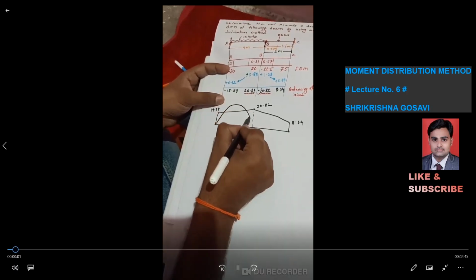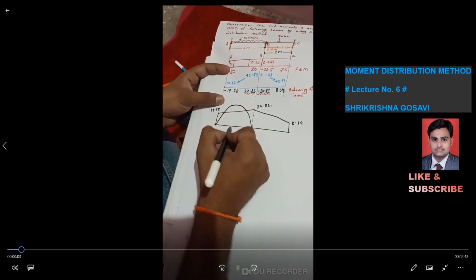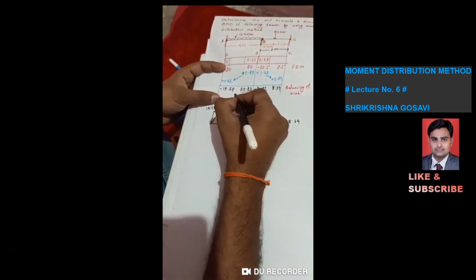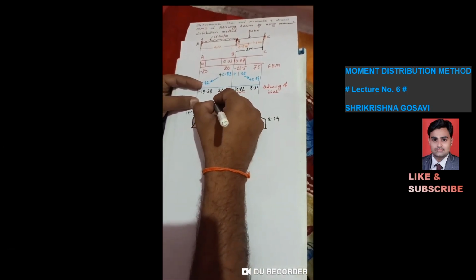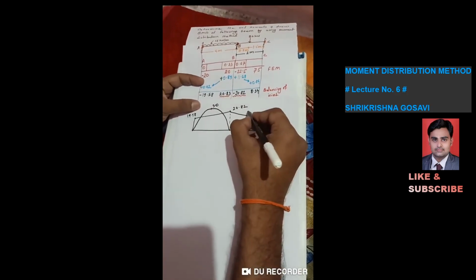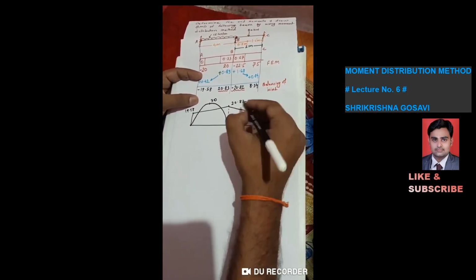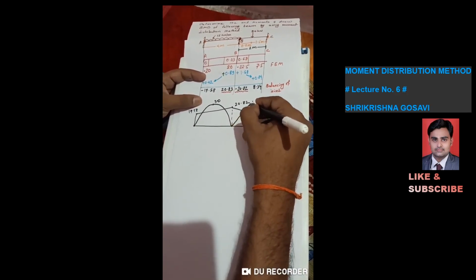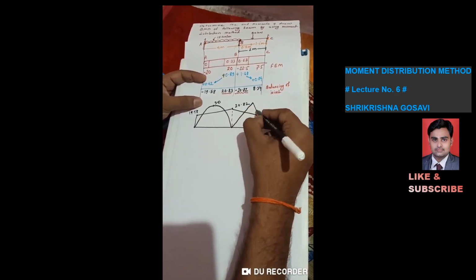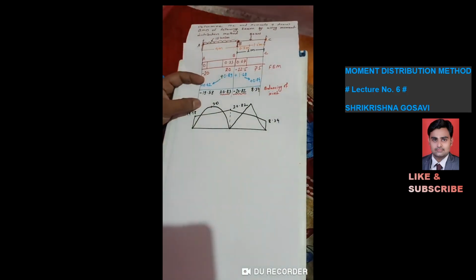To draw the curve, the total ordinate is WL square by 8, so the ultimate ordinate is 30. And here the point load is there. So below the point load, the ordinate is 30 kN meter. Here the point load is there, so the triangular diagram is there.